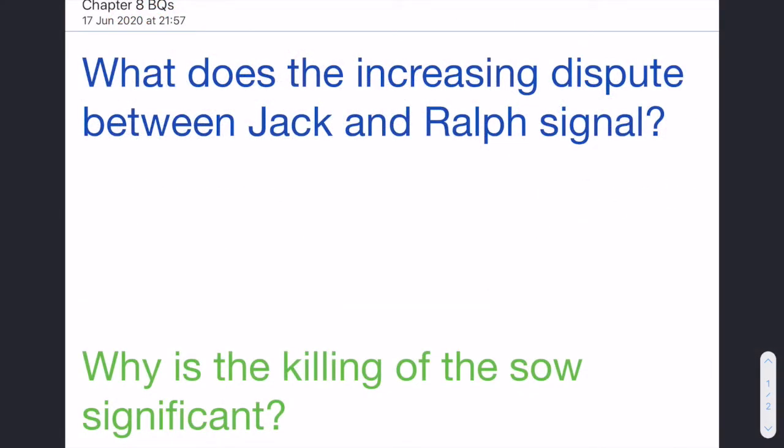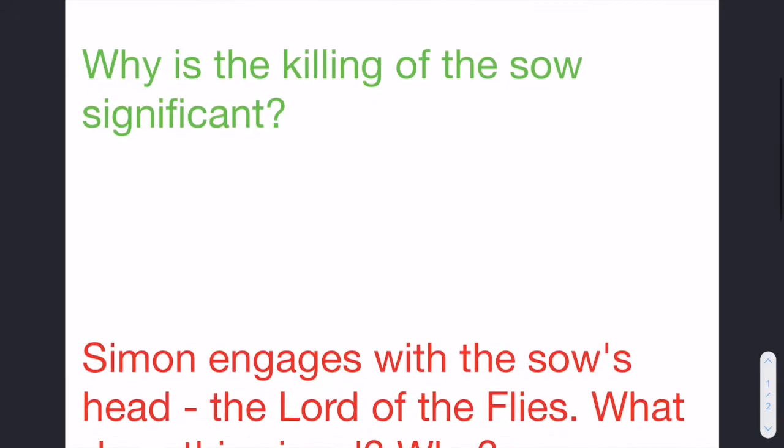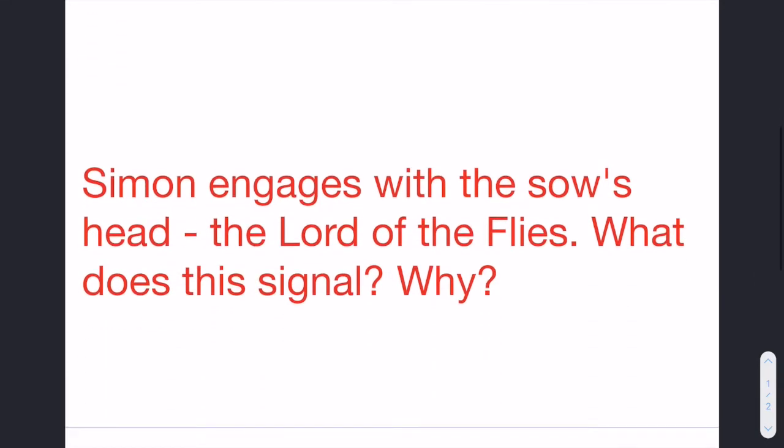Okay, so we have these three core questions that we've been touching on and have been the heart and the centre of our thinking for this video. What is the increasing dispute between Jack and Ralph signal? Why is the killing of the sow significant? And Simon engages with the Sow's Head, the Lord of the Flies. What does this signal and why?